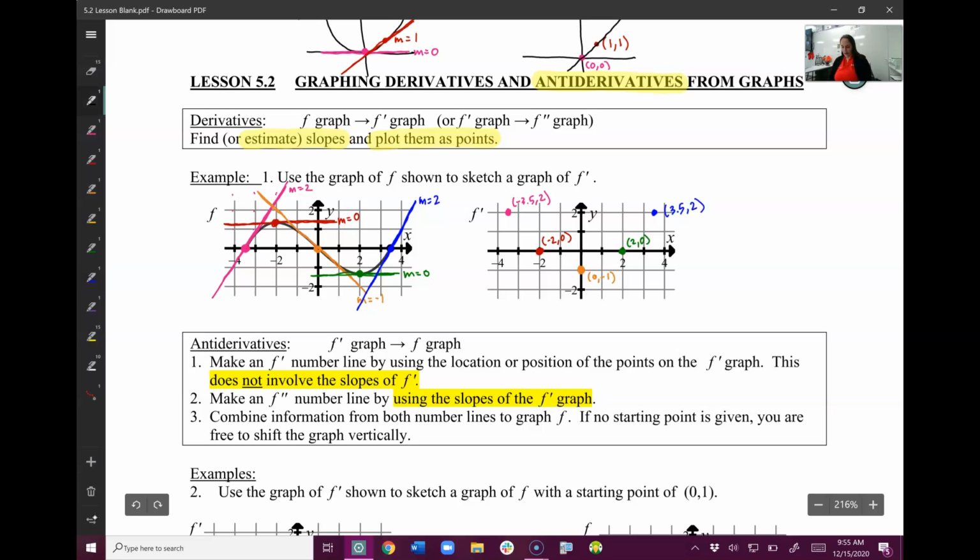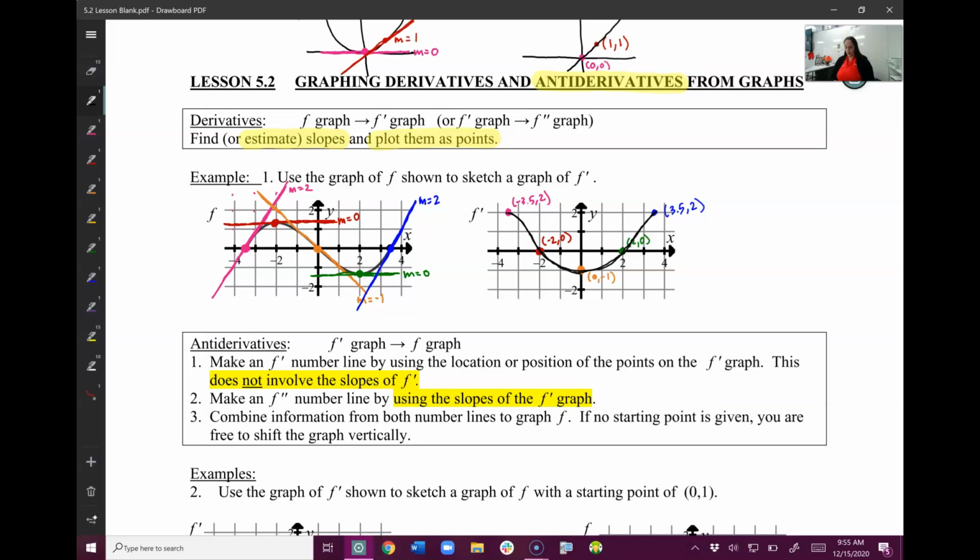And now I connect all of these points. Ooh, that wasn't a very good connection. Let's try that again. And that is the graph of the derivative.